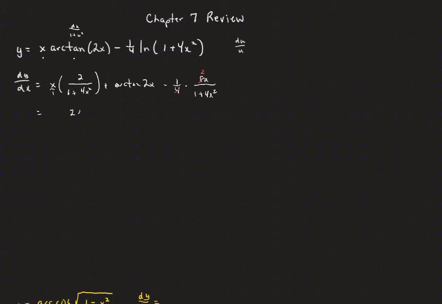So that's going to be 2x over 1 plus 4x squared plus the arctangent of 2x. And then that's going to be a minus 2x over 1 plus 4x squared. And we step back and see that these are going to cancel each other out. And so our answer is just the arctangent of 2x.